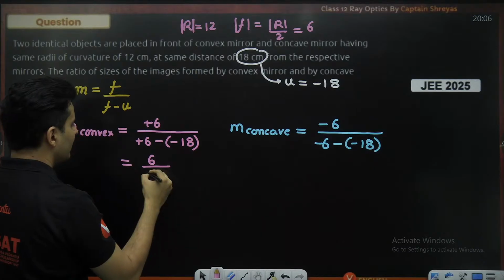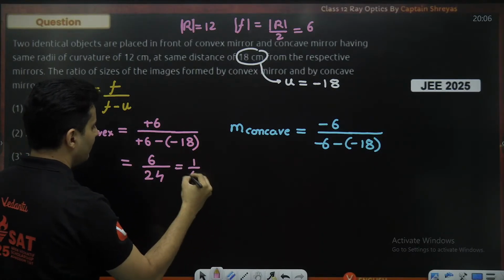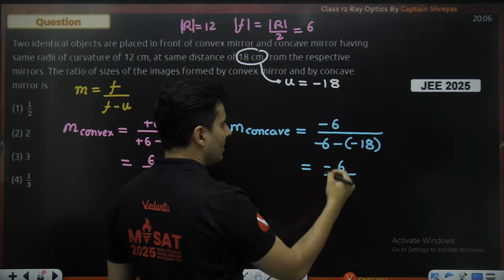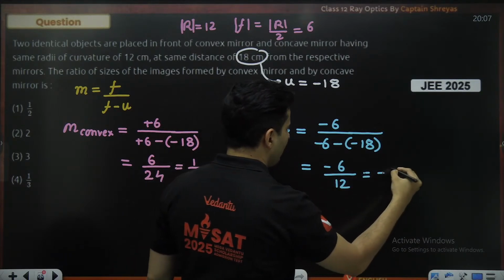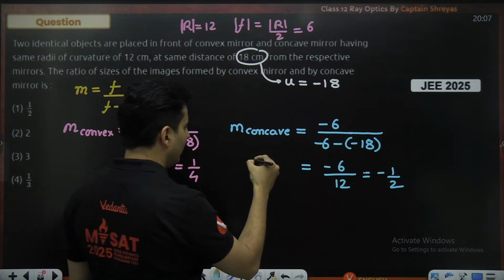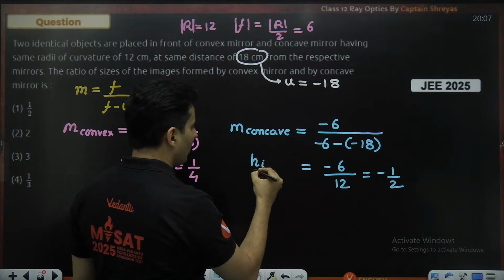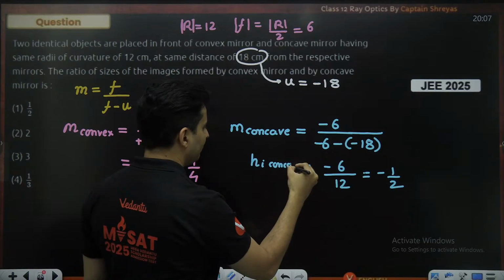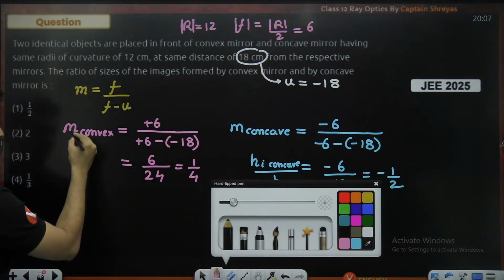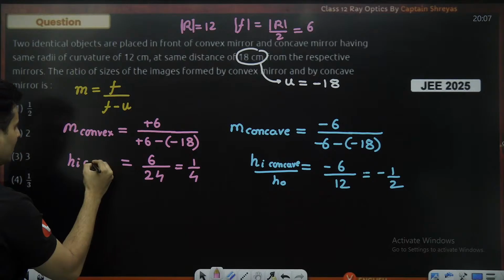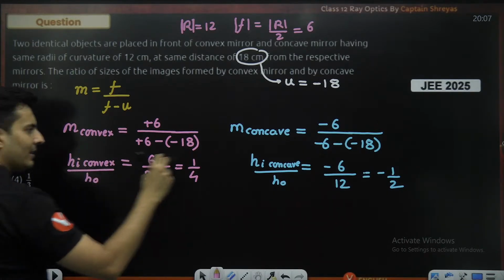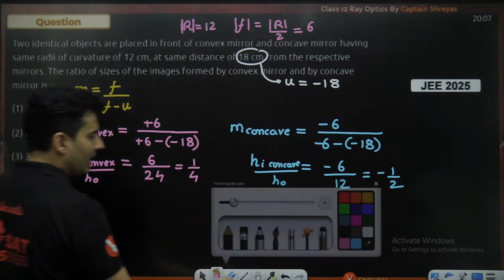6 divided by 18 plus 6 is 24. So it will be basically 1 by 4. Over here, what am I getting? Minus 6 divided by, this is plus, 18 minus 6 is 12. So it is basically minus 1 by 2. Now, what is magnification? It is nothing but height of the image in case of concave mirror upon height of the object. Similarly, magnification in convex will be height of the image in case of convex mirror upon height of the object. Now divide this with this. That's it. You are going to get the answer.